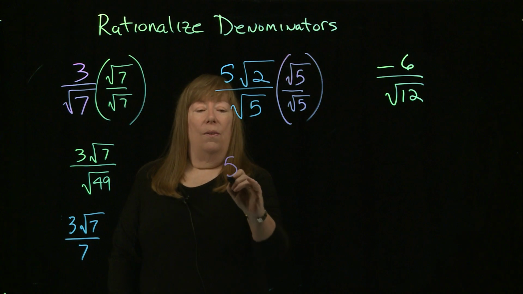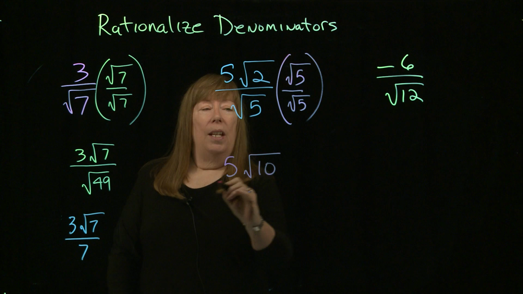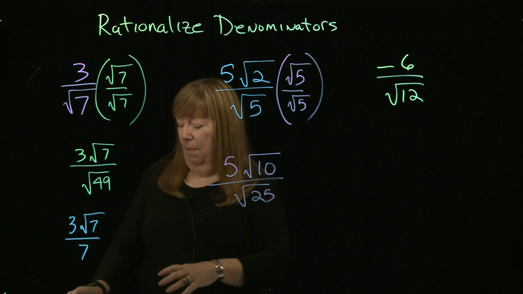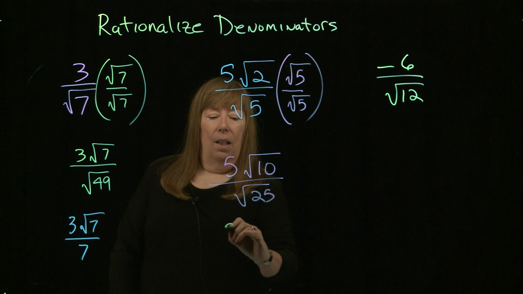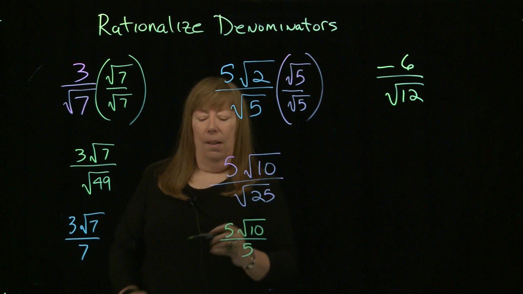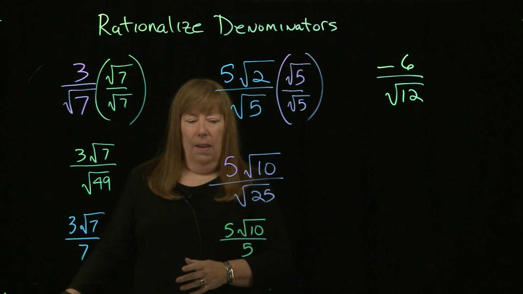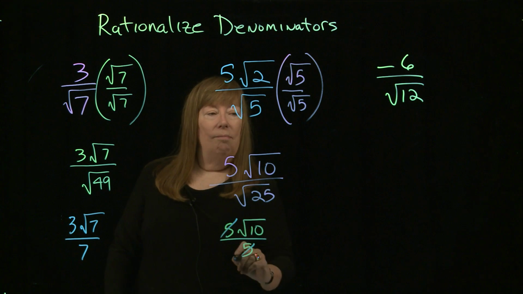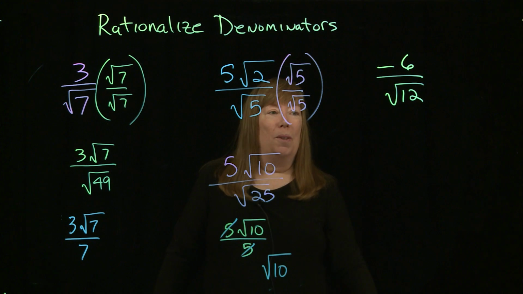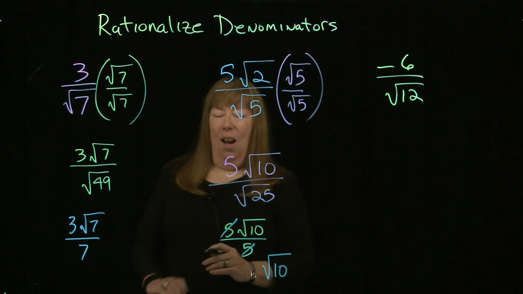Okay, so now I have 5 times the square root of 10 over the square root of 25. Good. 5 times the square root of 10 over 5. And then what do you think? Can I cancel these 5s? Sure enough. And we end up with the square root of 10. All right, one more.